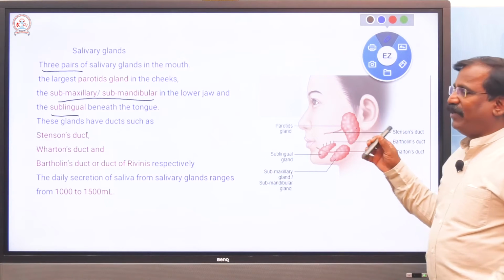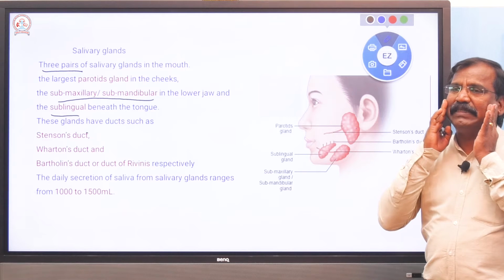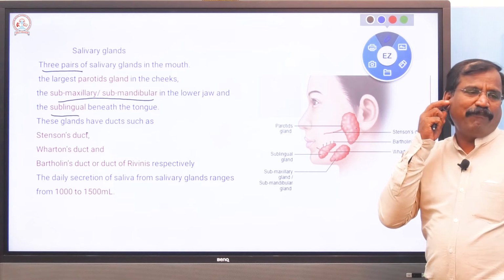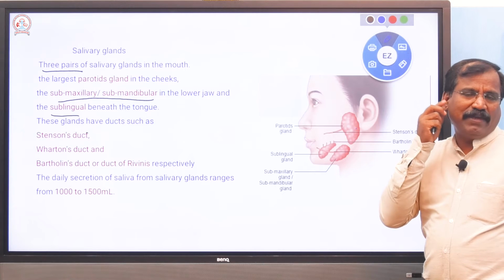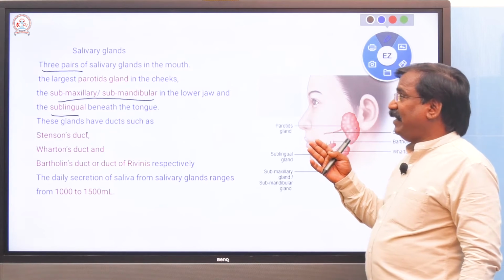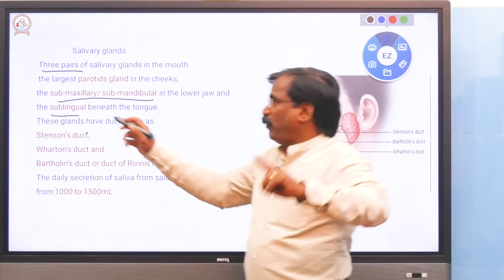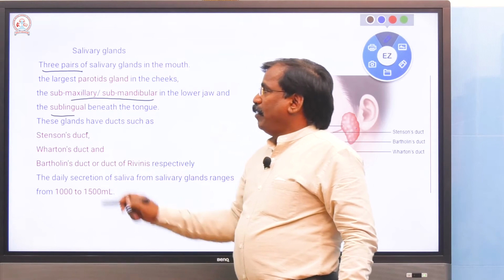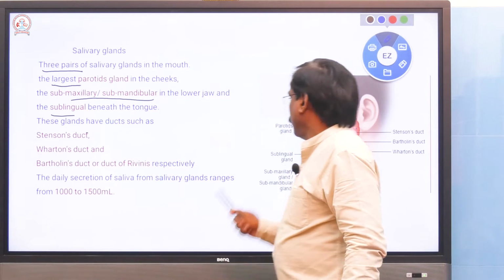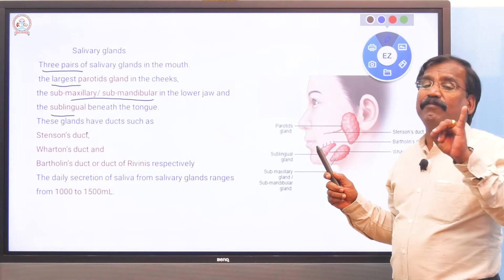Parotid, where is it located? In the cheek region, in front of the ear. That parotid is the largest. 1 mark, MCQ: parotid is the largest.